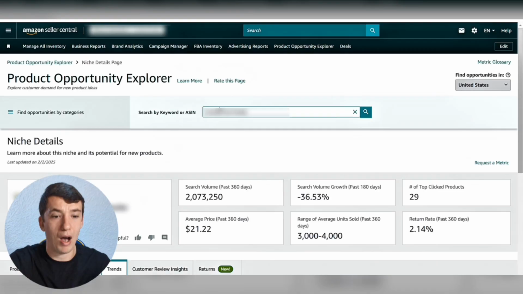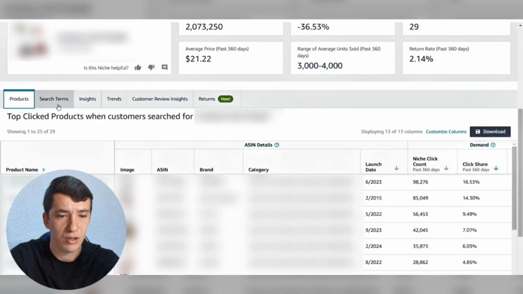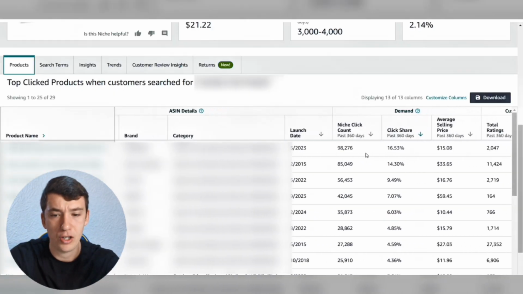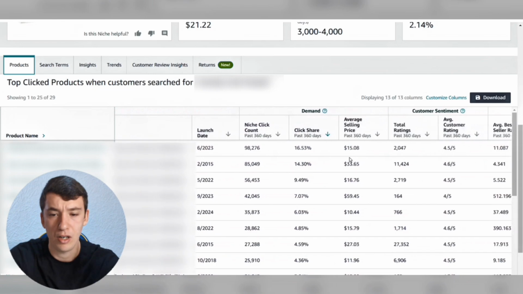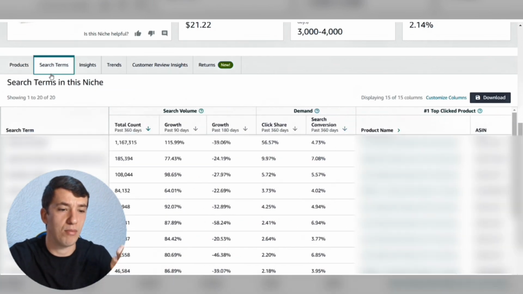So tool number 1, Product Opportunity Explorer. I don't know if you already checked this page, but on this page we can get so much information about this niche. I entered the Product Opportunity Explorer for this brand, and there's a few things I wanted to share here. First of all, we can see our top competitors. We can see their click count, their click share, their average sales price, their total ranking. So many metrics, but I want to focus on this tab and this tab.